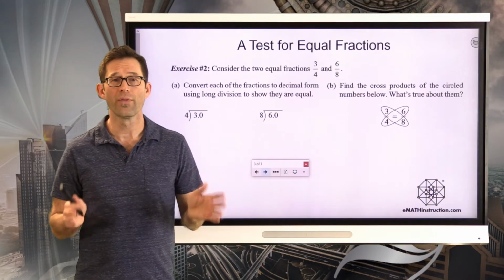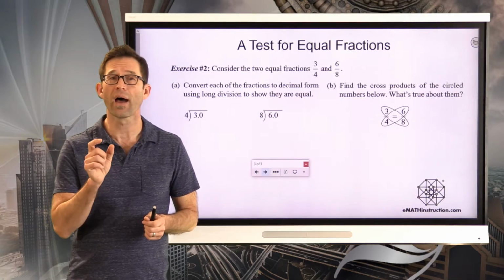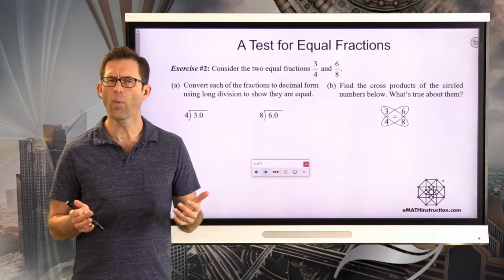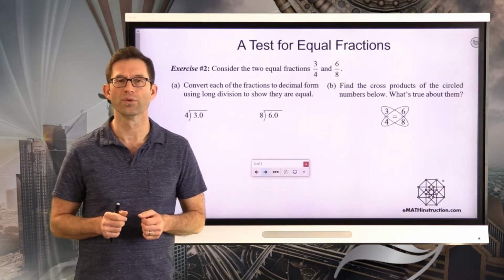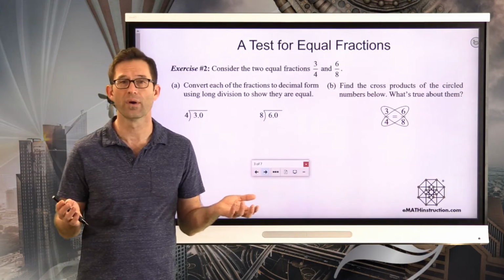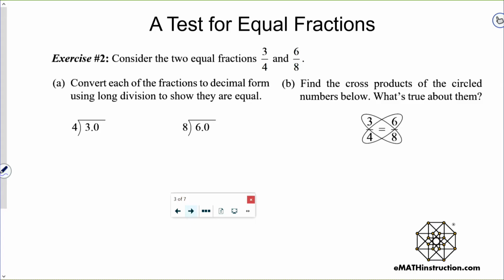One of the important things we're going to be doing today is the idea of having two fractions that are equal to each other. The question is, how would we know if two fractions were equal to each other if they were set equal and we just wanted to test it, right? So let's take a look at exercise number 2. Consider the two equal fractions 3/4 and 6/8.